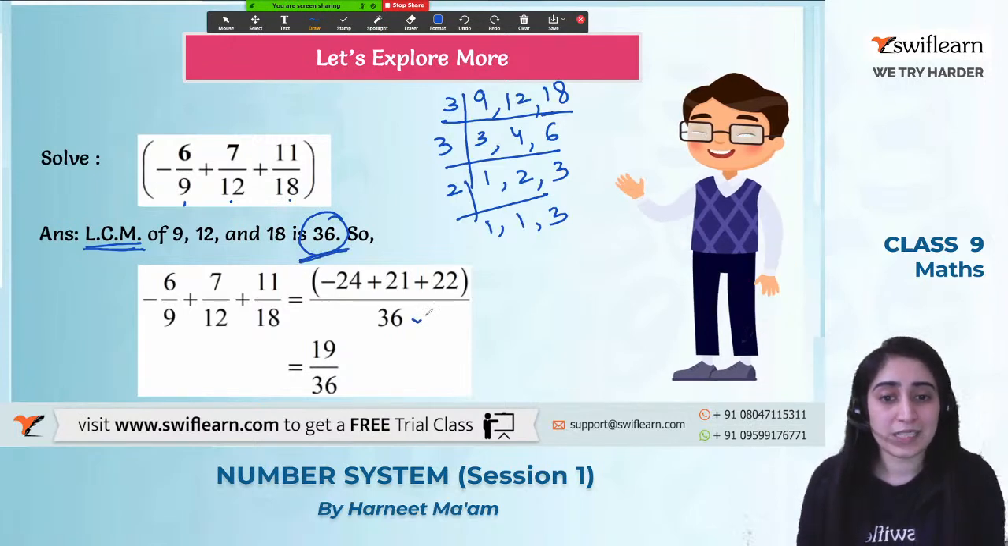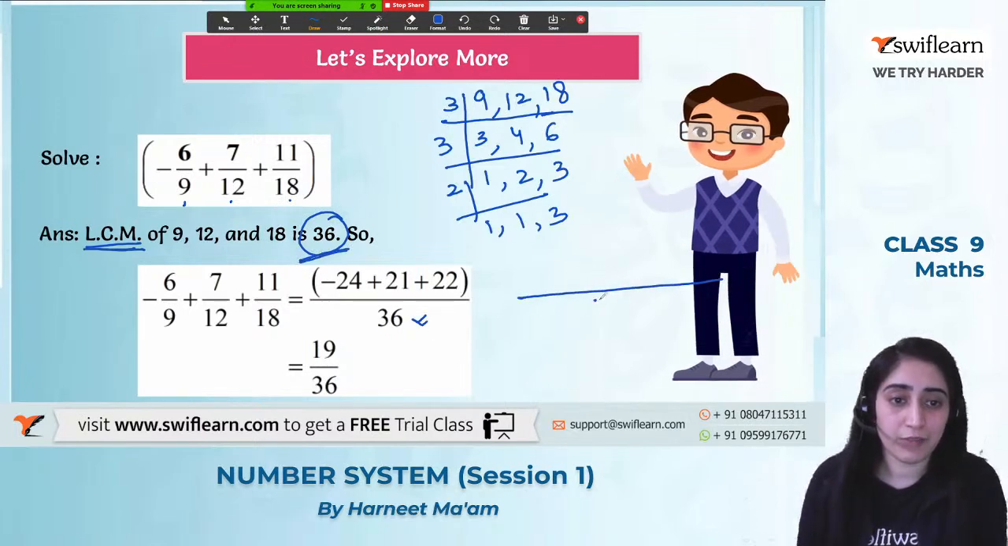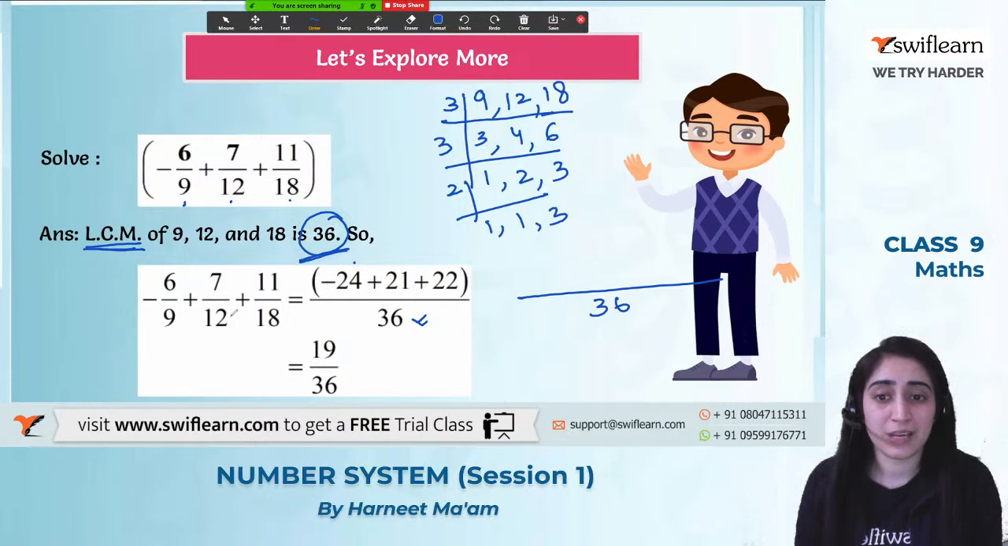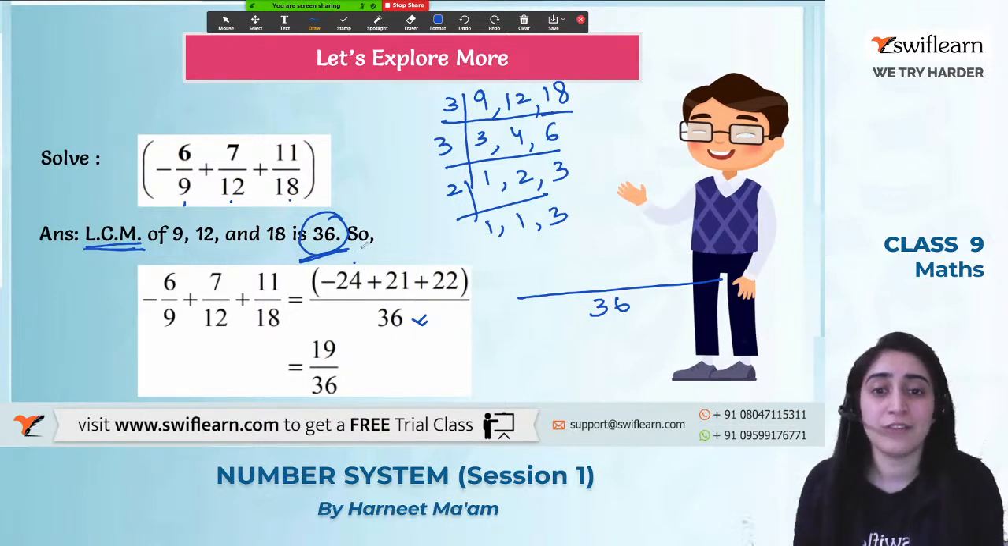Now what will I do? I'll take 36 as the LCM. I already have 9, so what will I multiply it by? To make it 36, I have to multiply by 4. 9 4s are 36. So 6 4s are 24. Similarly, when I have 12, I have to multiply by 3. So 7 3s are 21.